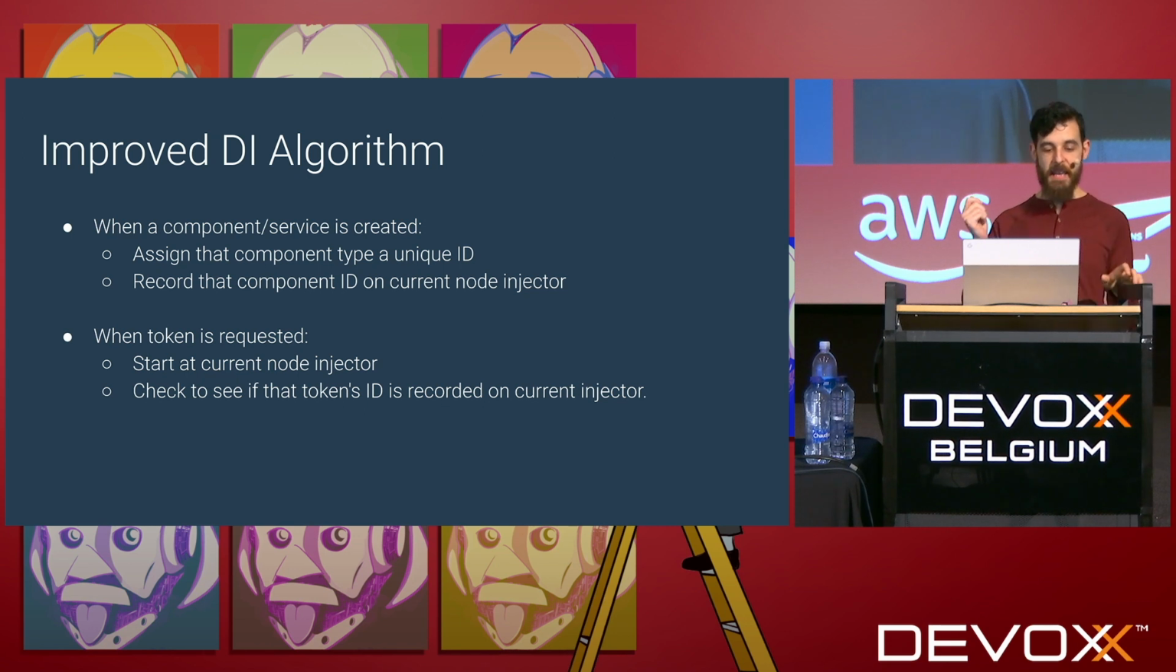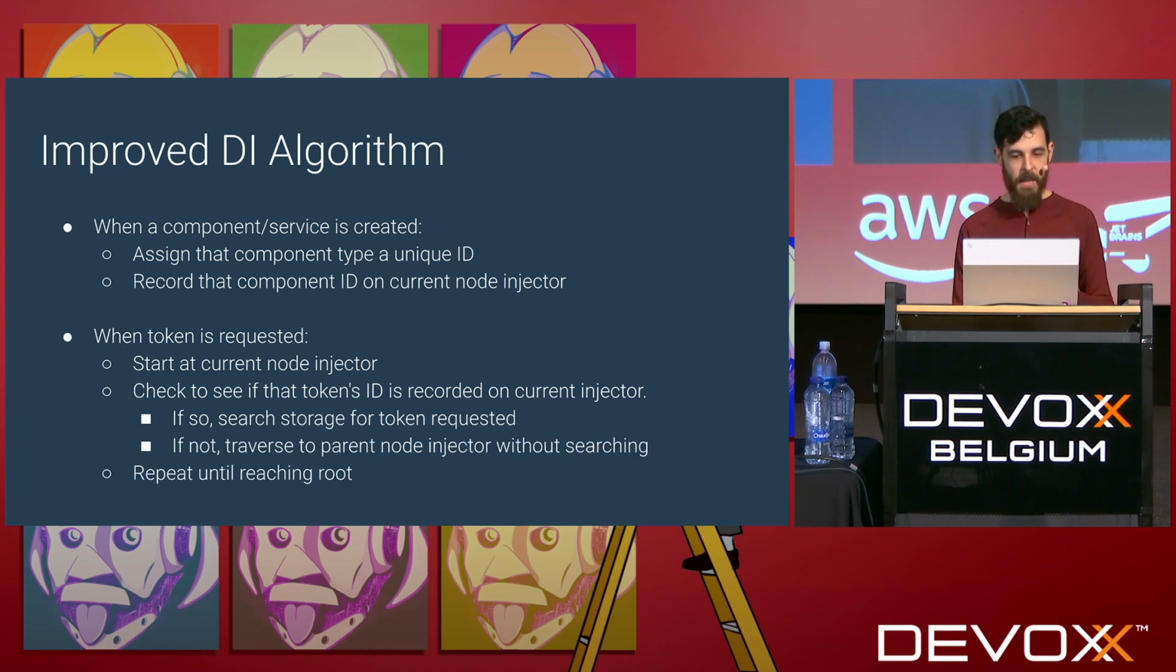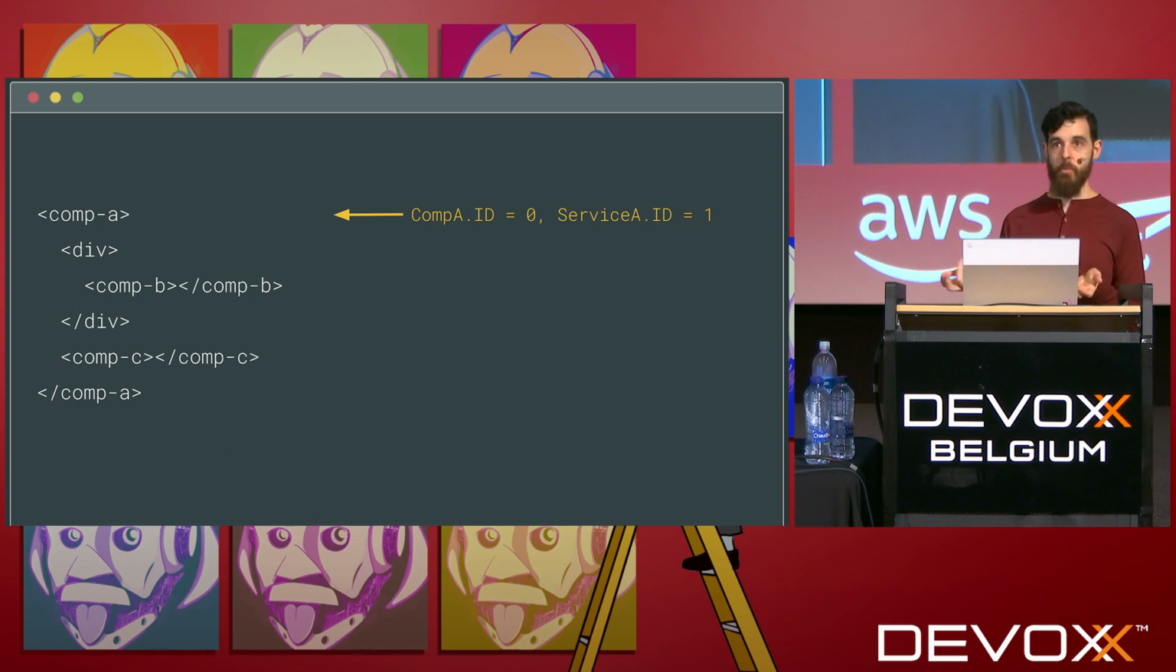And then whenever a token is requested, we're just going to continue starting at the current node, and we're going to check that ID to see, is this ID here? And then continue. If it's there, we get it. If it's not there, we go up. And so we're just cutting out some unnecessary work by looking at these IDs.